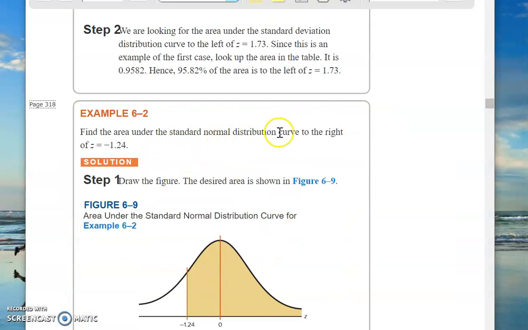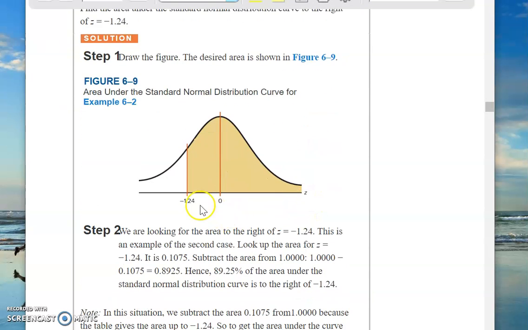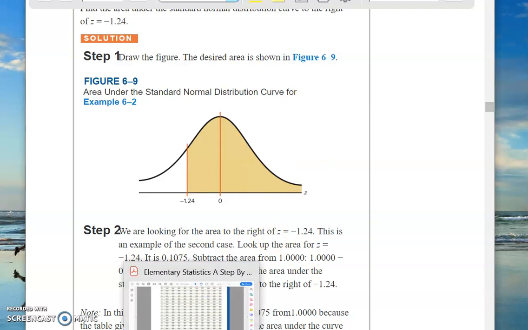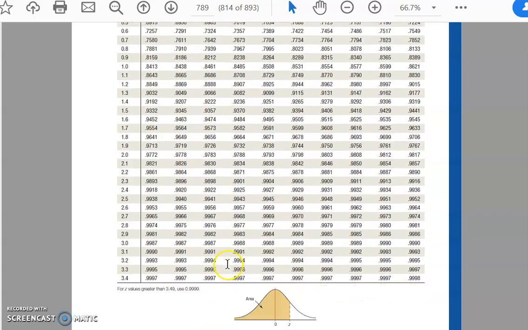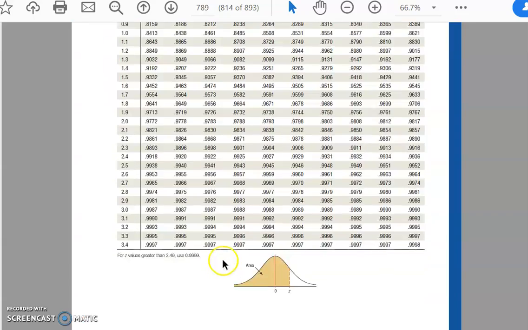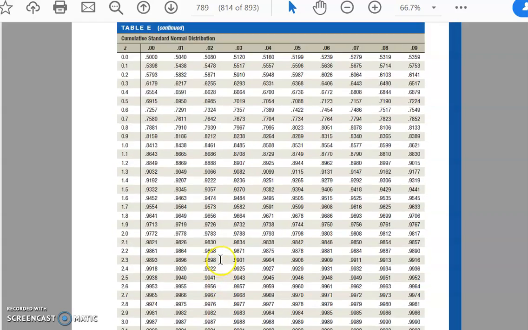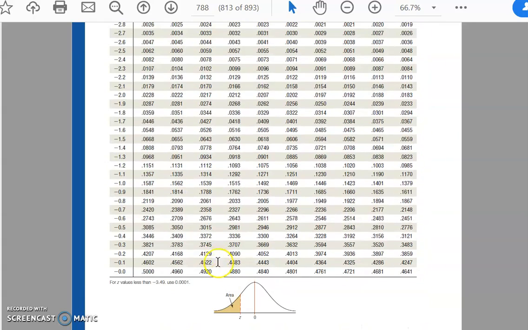All right, look at another one. Area under the curve, under the standard normal distribution, to the right of negative 1.24. We want this area to the right. Well, this table does not give us the area to the right. It gives us the area to the left. But that's okay, because we're considering it to be areas. It's very simple for us to figure this out.